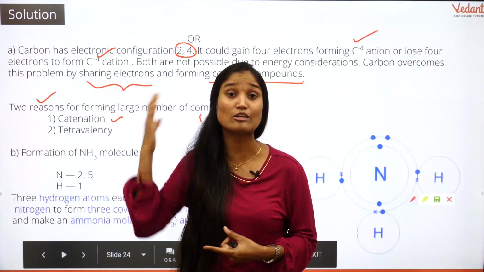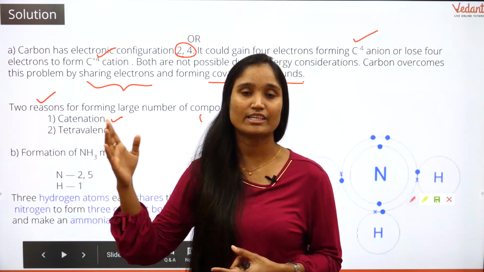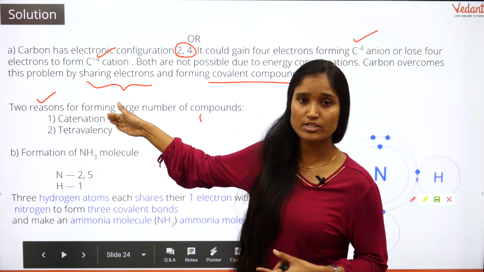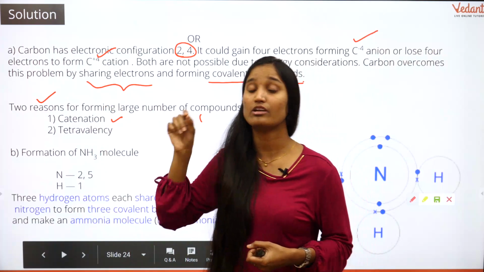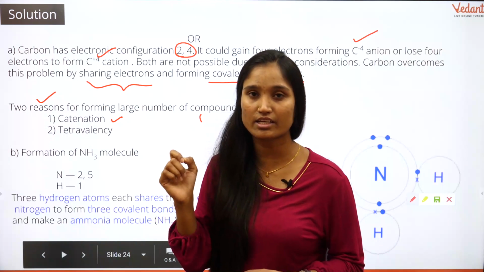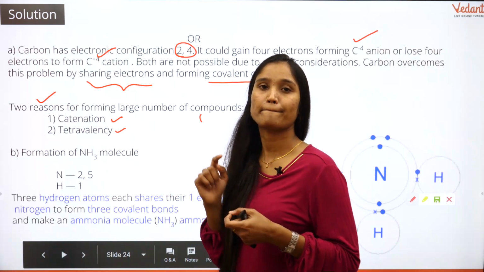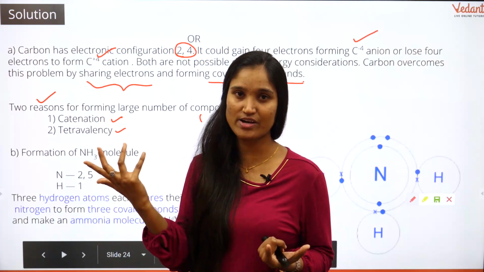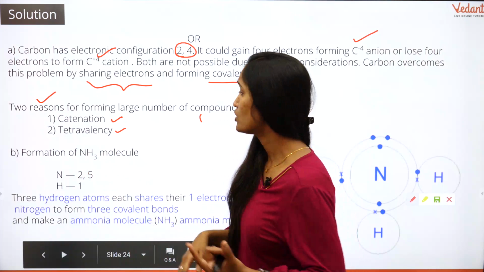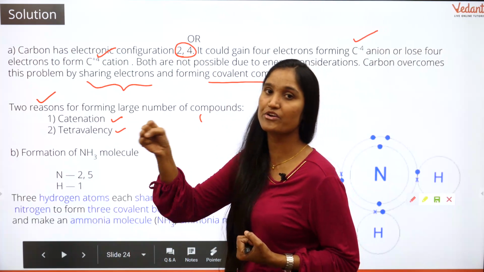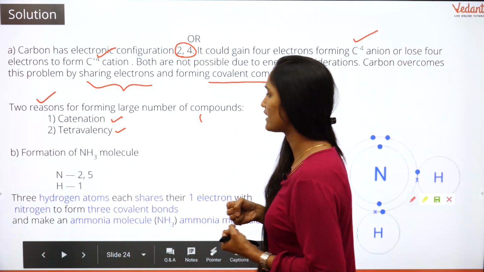Carbon can link with an infinite number of carbons. It can link with 100, 200, any number of carbons, and we call this phenomenon catenation. Carbon is the highest catenating element in the periodic table. And the second one is tetravalency. We spoke about it already. Tetravalency means having 4 electrons in the last shell and requiring 4 electrons to satisfy valency.